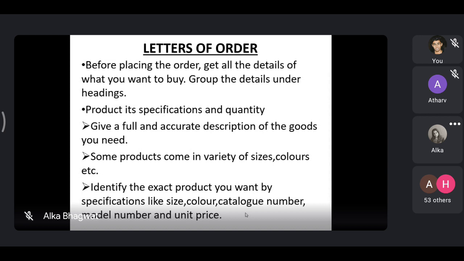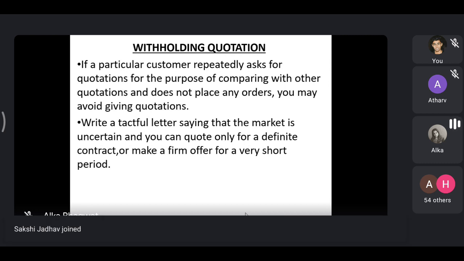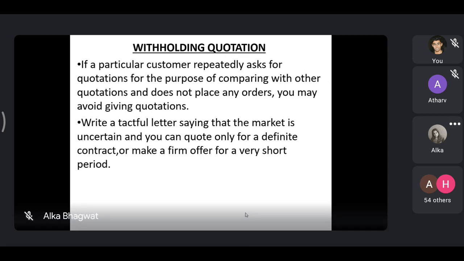Okay, so does anybody have any questions regarding quotation? Next I'm going to start with letters of order. Yes, students, any questions? Have you all understood? What are the basic things offered in a quotation?